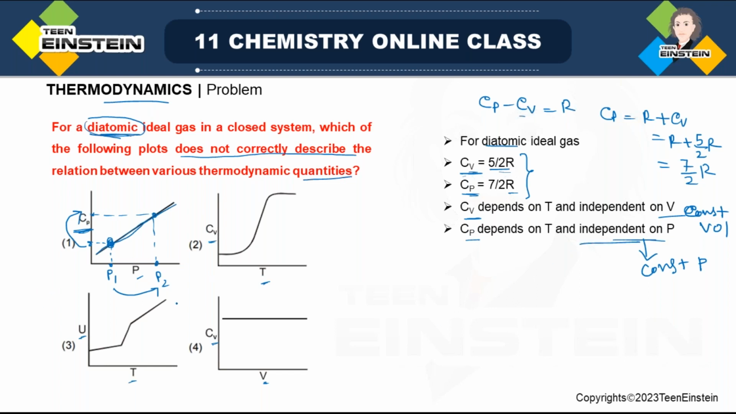So just in the first plot, you can understand that this is wrong. But then the other three should be correct. Now let's check the other three. Cv is dependent on T, and there is some change.